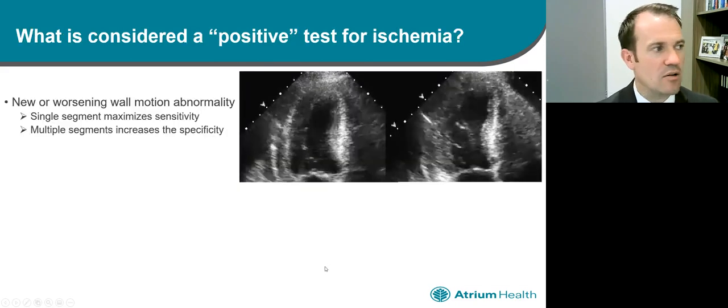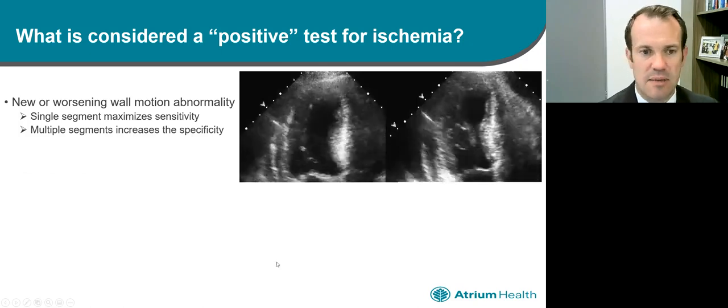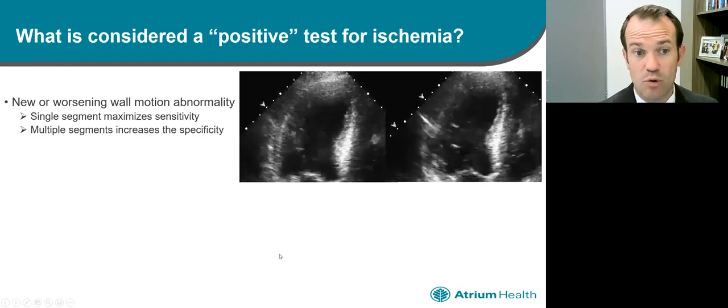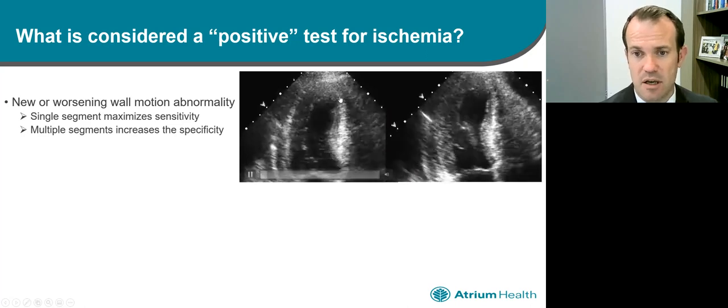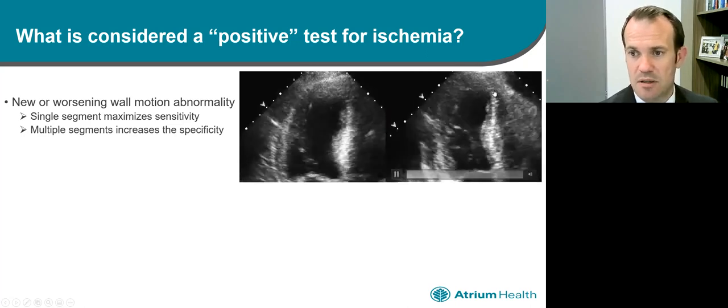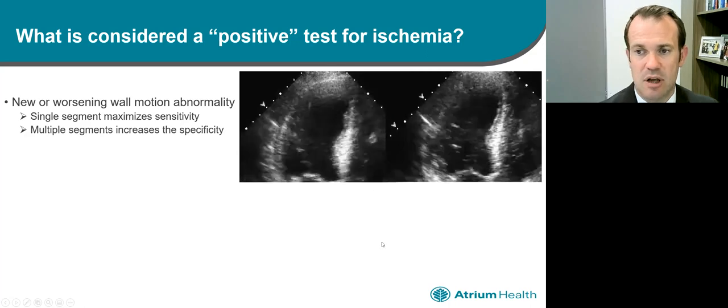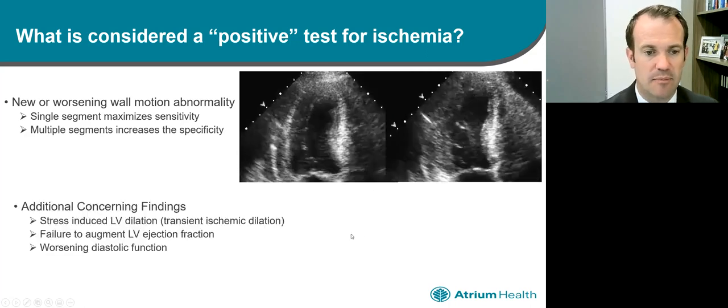So what is considered a positive test for ischemia? Well, a new or worsening wall motion abnormality is really what we're looking for. And here you can see normal apical septum, and in someone who's got a LAD lesion, a reduction in that segment there.